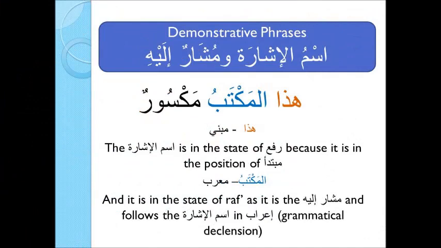The next phrase we looked at are demonstrative phrases, اسم الإشارة and مشار إليه. In the example, هذا المكتب مكسور. The term هذا is mabni. The اسم الإشارة is in the state of rafa because it is in the position of mubtada, and the term al-maktab is mu'rab, and it is in the state of rafa as it is the musharun ilayh, and follows the ism al-ishara in i'rab.